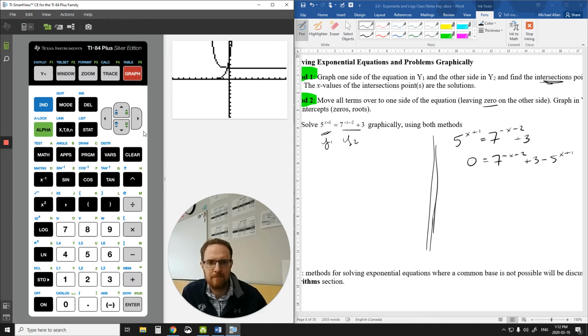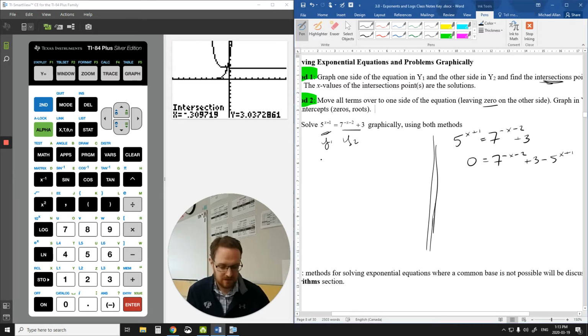So if I graph that, oh yeah, I can see there's an intersection point here. It looks like there's only going to be one. So you go second trace, 5, enter, enter, enter. As long as it says intersection, you have your point. So you can go over here and say x would have to be negative 0.3. It doesn't specify how many decimal places, so let's use 3 decimal places. So we're going to round that up to 0.310.